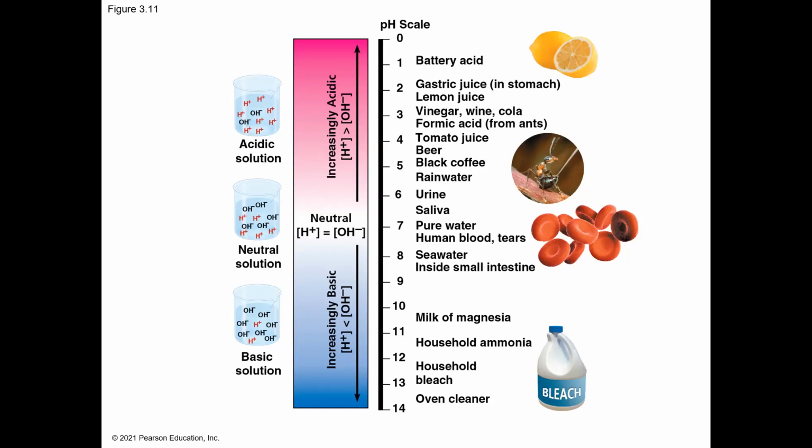If you'll notice here on the pH scale, pure substances like water have a neutral pH. So things that are acidic have a lot more hydrogen ions than hydroxide, and things that are basic have a lot more hydroxide than they do hydrogen, which is also displayed here in the solutions in these beakers.